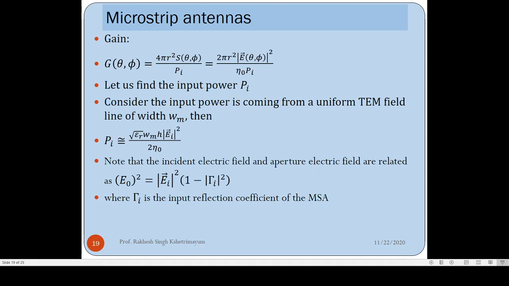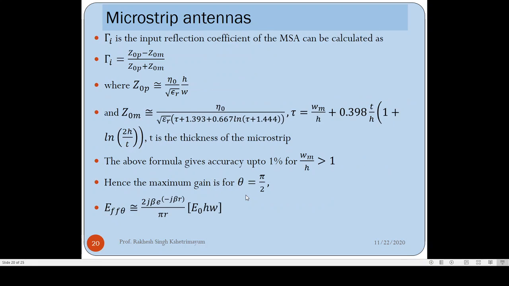Some of it will be reflected, some of it will be transmitted. So if I want to find E naught square, then it is EI square times 1 minus gamma I square. Gamma I is the input reflection coefficient of the microstrip antenna. You can find out this input reflection coefficient is Z of the pads minus Z of the microstrip line, divided by Z of the pads plus Z of the microstrip line. Z0M is the characteristic impedance of the microstrip line, M for microstrip line.